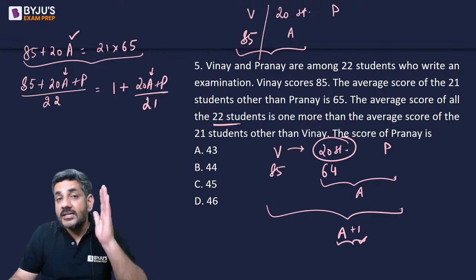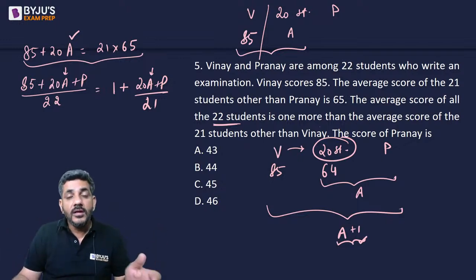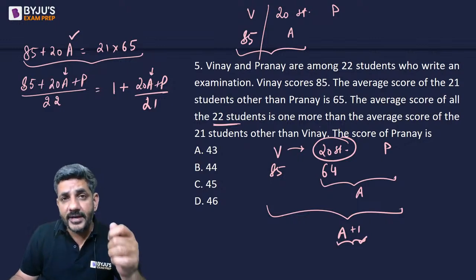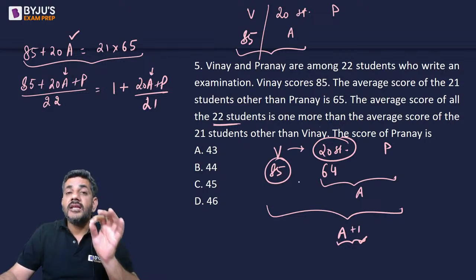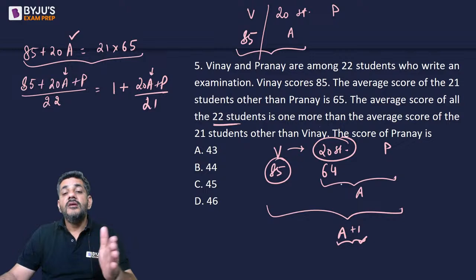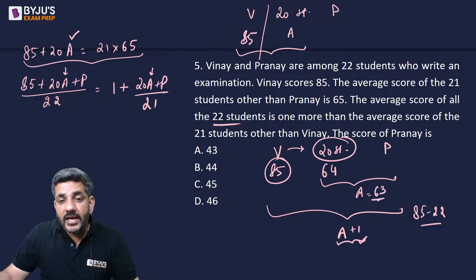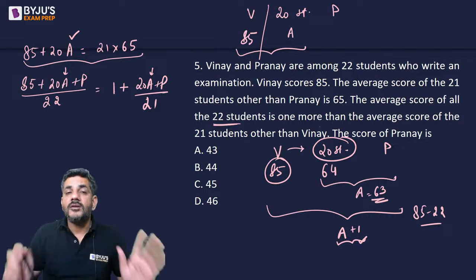अब विनय के आने से एवरेज में 1 का इंक्रीज हो रहा है. विनय के आने से टोटल पीपल are 22. If average increases by 1, that means the total increases by 22. If Vinay brings an increase in the total by 22, इसका सीधा सीधा मतलब ये है जो आपका पहले एवरेज था it was 85 minus 22, that is 63. So the average of these 20 students with Pranay is equal to 63.